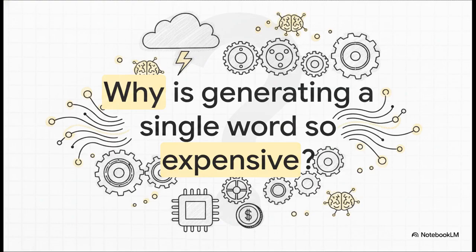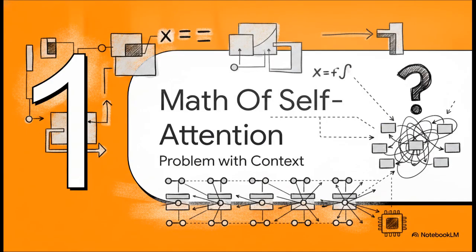That astronomical price tag inevitably leads us to the fundamental question driving our whole exploration today. Why is generating just a single word so incredibly expensive from a computational standpoint? I mean, what's actually happening inside the machine to cost so much? To answer that, we need to look at Part 1, the math of self-attention, and the inherent problem with context.